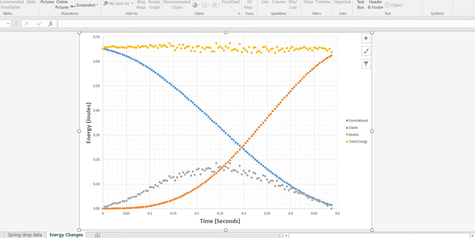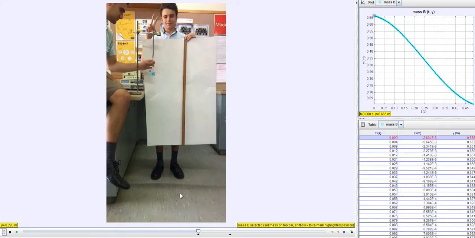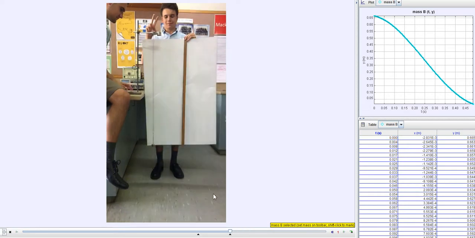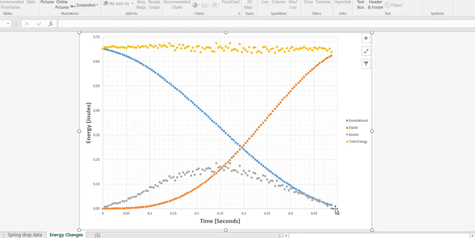At the far end, when it's fully stretched, what we have now is all strain potential energy, no kinetic, because it's not moving, and no gravitational potential. So we go back to our graph, and you'll see at this point at the far end, it's now orange, all elastic potential energy, no blue gravitational and no grey kinetic. But when I add them together, we get pretty much the same total energy, the sum of the yellow.